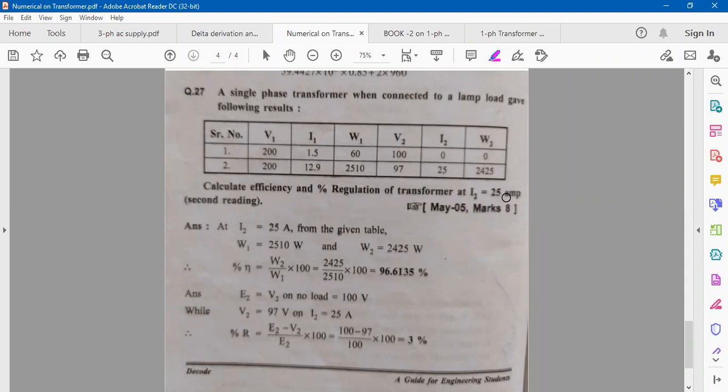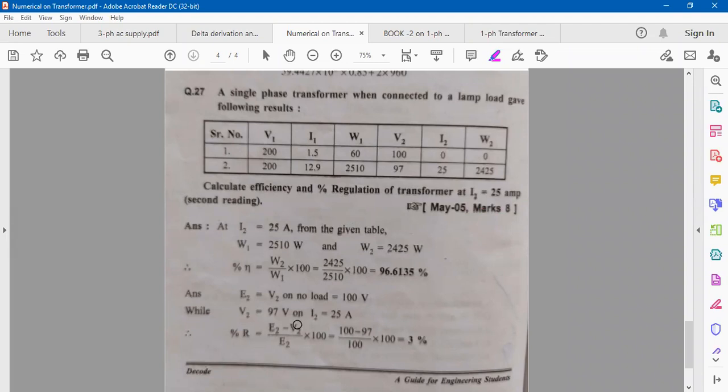Load W2 upon W1. Very good. W2 by W1 into 100 will be the percentage efficiency, isn't it? And next, voltage regulation. So (E2 minus V2) upon E2 into 100 is the formula for percentage voltage regulation.